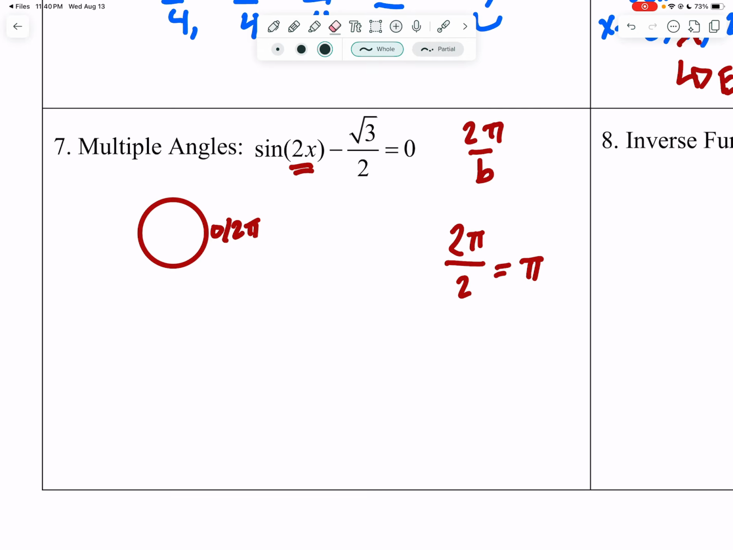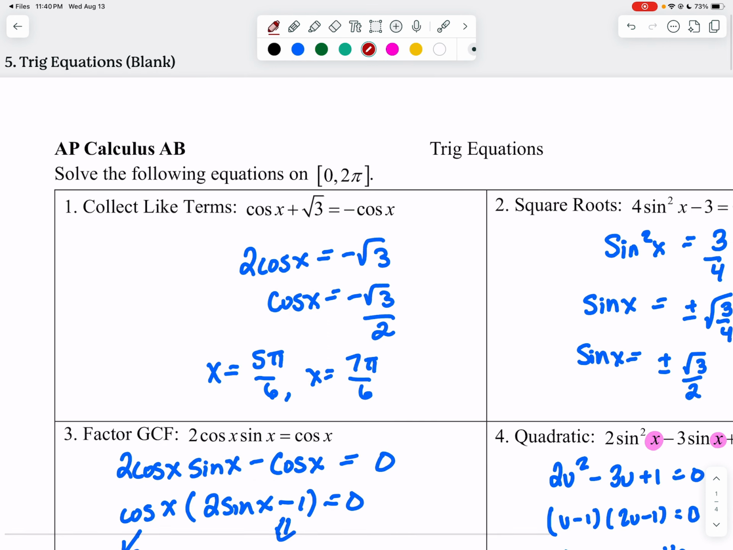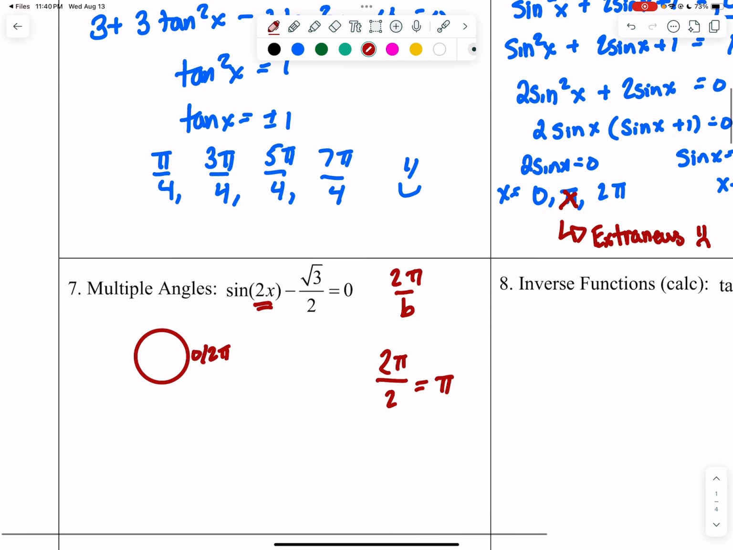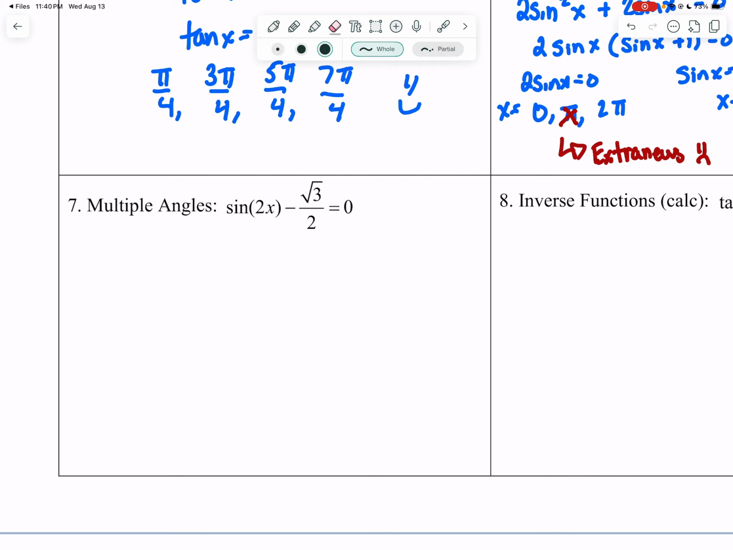Now, this is going to be important because remember that our equation here, or our direction, says to solve from 0 to 2 pi. So here's what we are going to do. We are going to solve this like a normal sine function, where instead of it being sine of 2x, I'm just going to use u substitution, and I'm going to say sine of u is equal to √3 over 2.